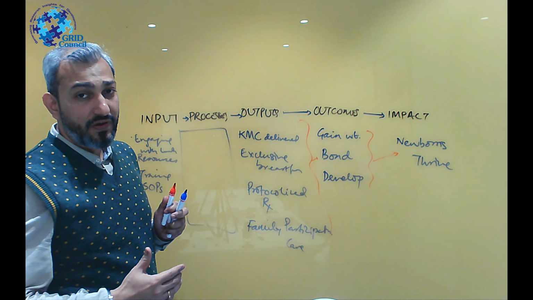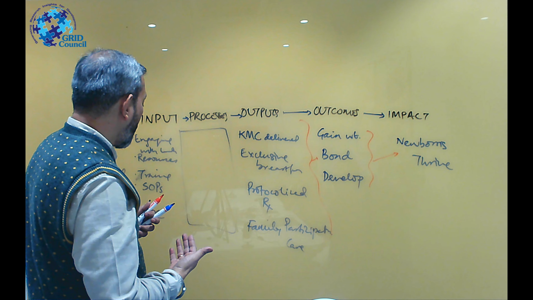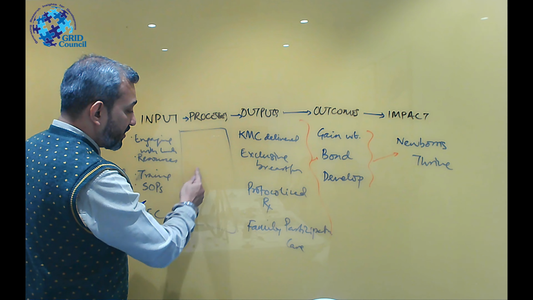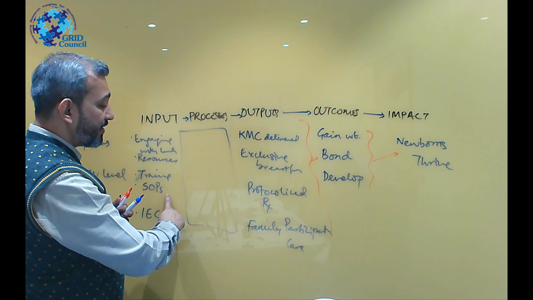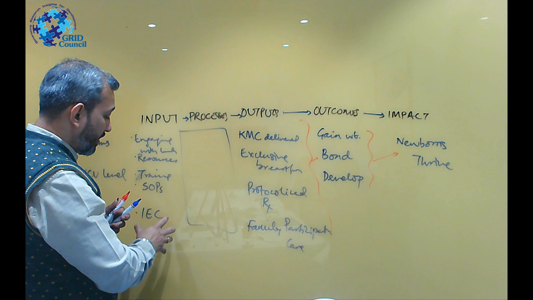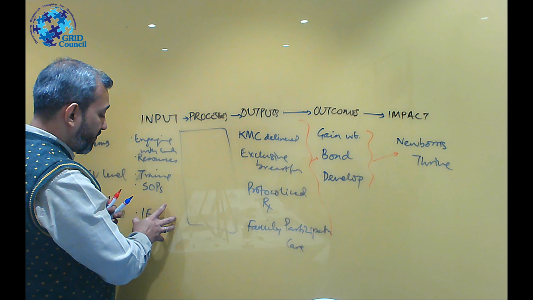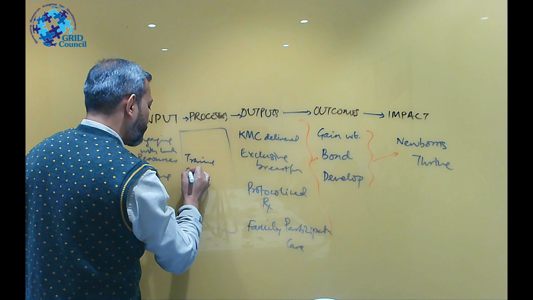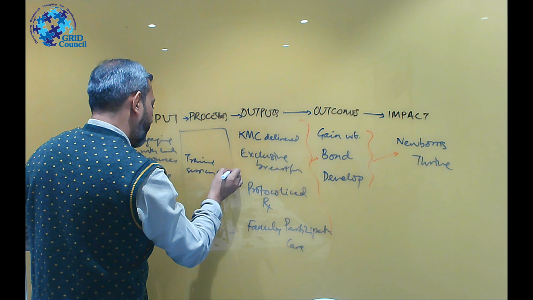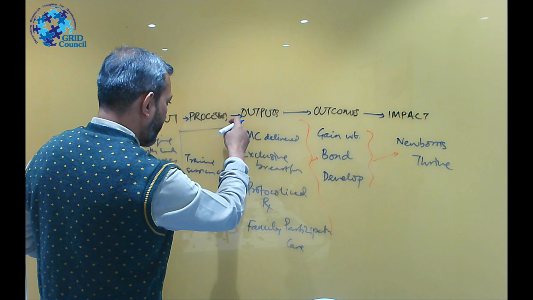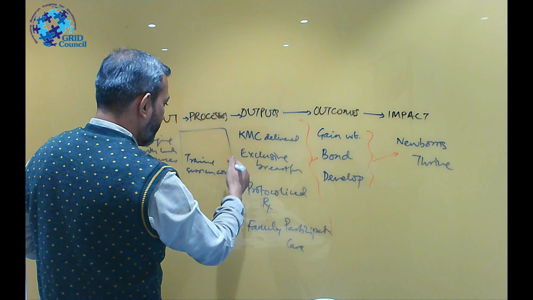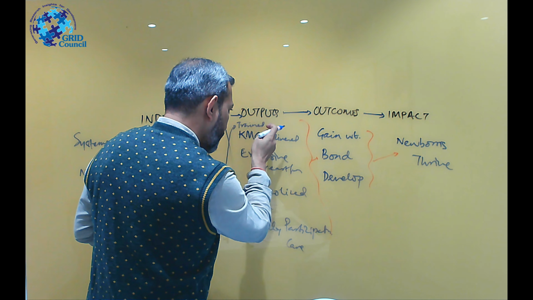If I provide training resources, for example, training manuals and modules, then some training sessions would be conducted here. If I provide SOPs, then the SOPs need to be trained upon. And if I provide IECs, then those IEC sessions must be organized with the family members. So all these are processes. For example, if training sessions are conducted, then the output would be staff is trained, number of staff trained.